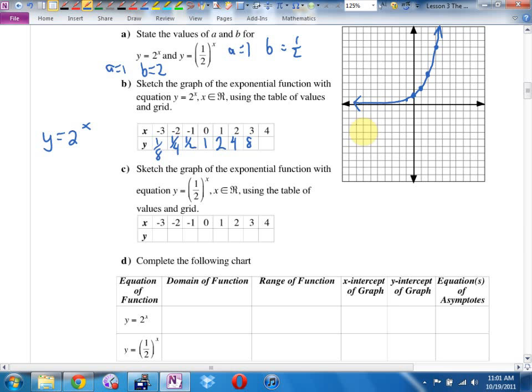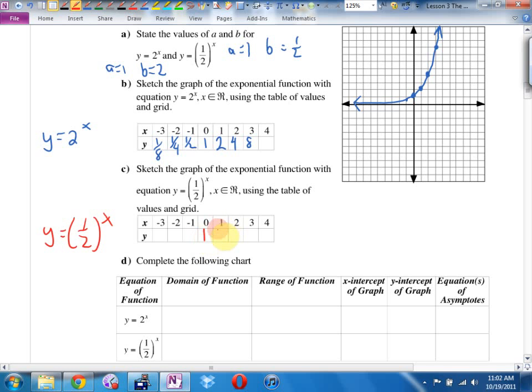Let's graph this next one. I'm going to do this in red. Y equals 1 half to the x. And like always, I start out with 0. What's anything to the 0 power? 1, right? What's 1 half to the 1? A half. What's 1 half squared? A quarter. Okay, we're getting smaller.